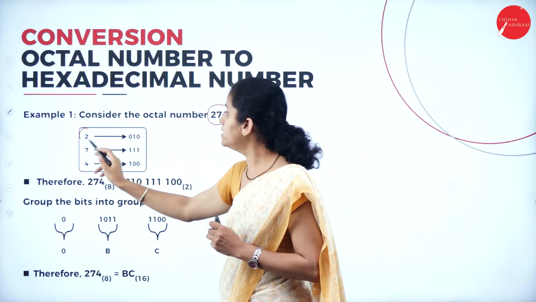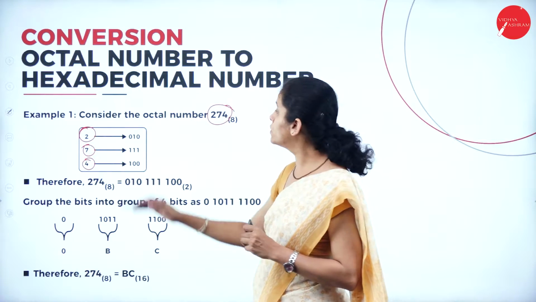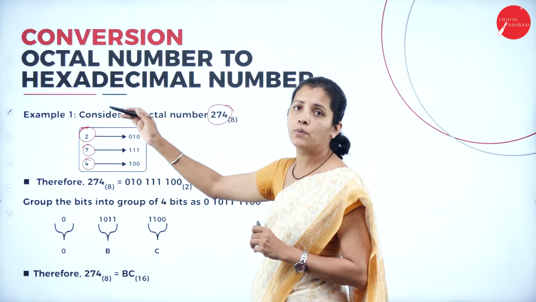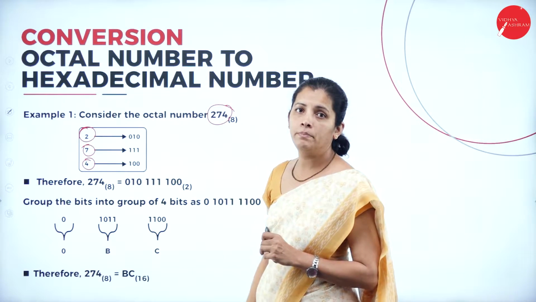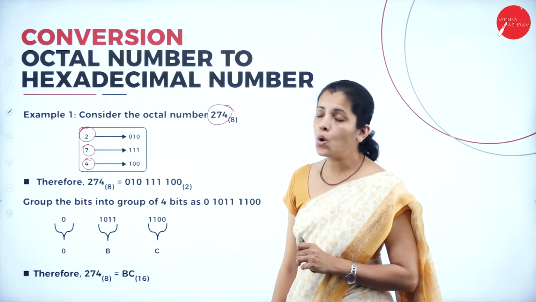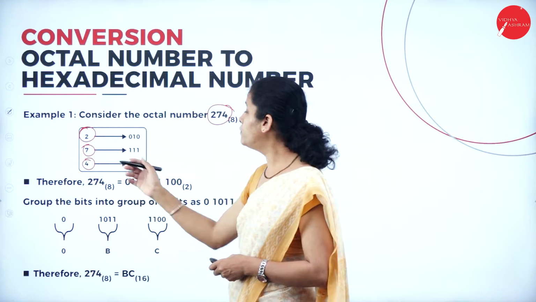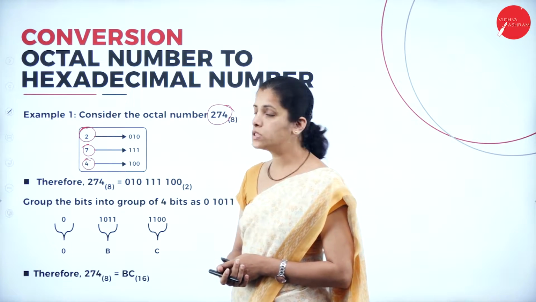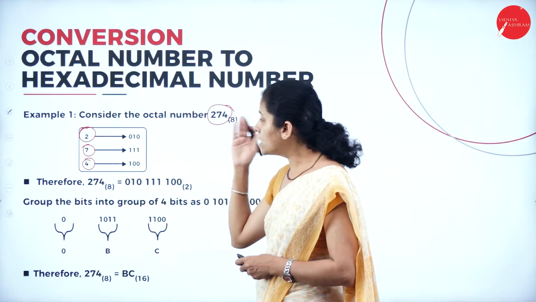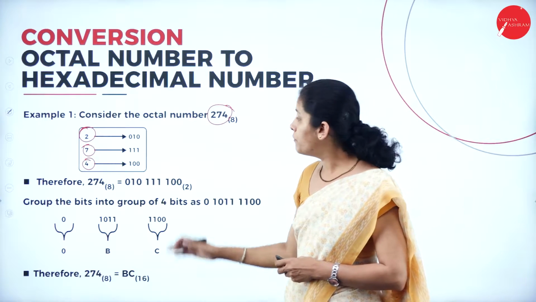So I'm going to write 2, 7 and 4. Now I'm going to write the binary equivalent of each digit. Now 2 is nothing but 010, 7 is nothing but 111 and 4 is nothing but 100. Now I want to convert this into hexadecimal form.